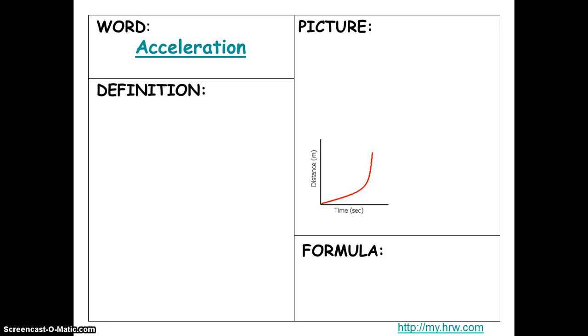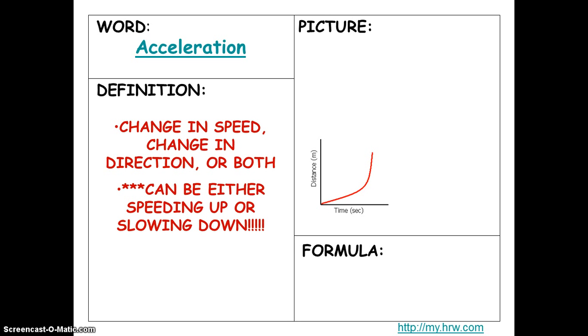Alright, another four square, acceleration. Acceleration is the change in speed, the change in direction, or both. So it can be either speeding up or slowing down. A lot of times we see acceleration, we think of a car, and when you hit the gas, then you accelerate, so you speed up. But it can also mean to slow down. So draw a picture. This one is a skier that's going downhill, and of course as they go downhill they speed up, and so they have an acceleration.